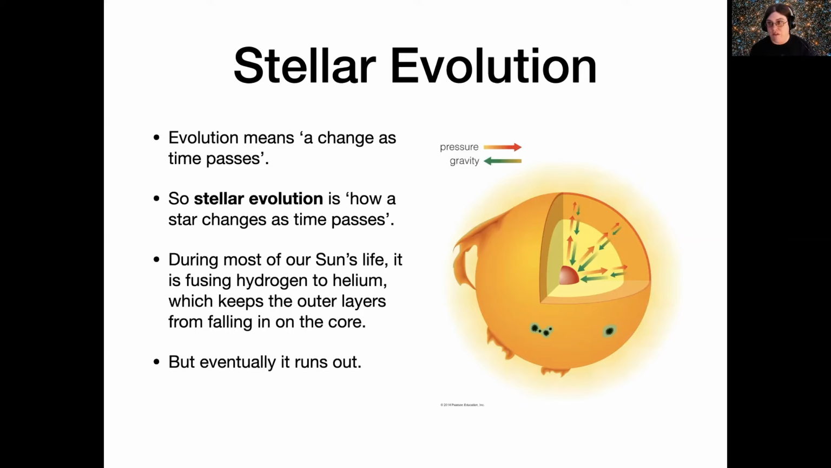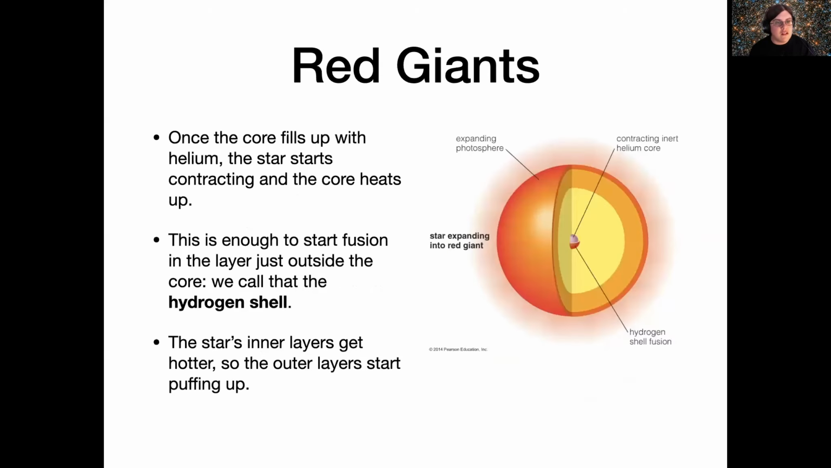But now we're going to run out of fuel in the core. The fusion's going to stop in the core. So what happens is the star starts contracting. We've run out of energy going out, so now gravity is starting to win and push everything in. Now this heats up the core, and it heats up the layer right outside the core, which then starts to fuse. It was just barely below fusion temperatures, and now it's above it. We call this layer the hydrogen shell, because it's a shell of hydrogen around the core, like an M&M.